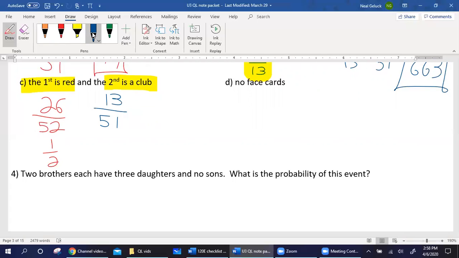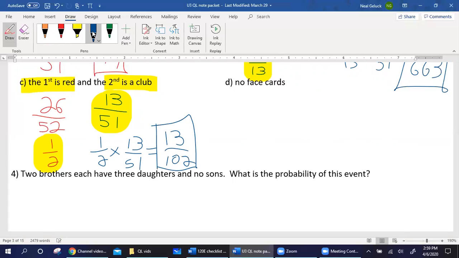13 out of 51 doesn't reduce, so it's a 1 out of 2 chance of getting a red, and then a 13 out of 51 chance of getting a club. I'm going to multiply those things together. And that gives me a 13 out of 102 chance. Again, multiple events, we multiply the probabilities together.